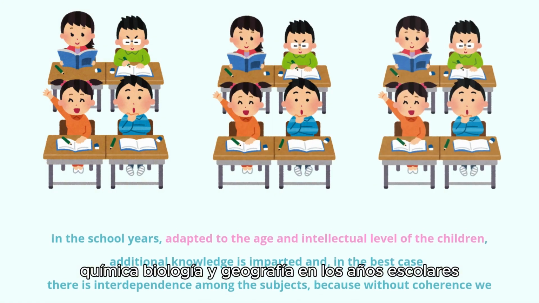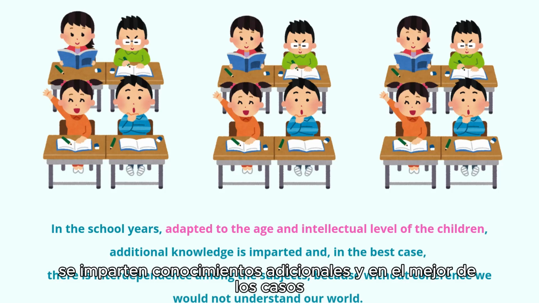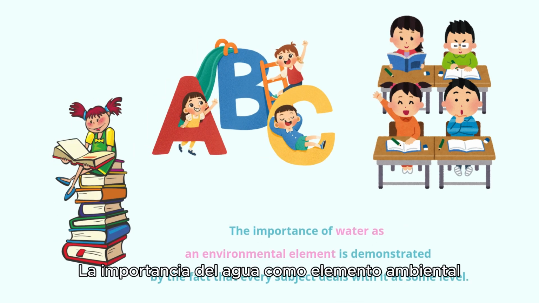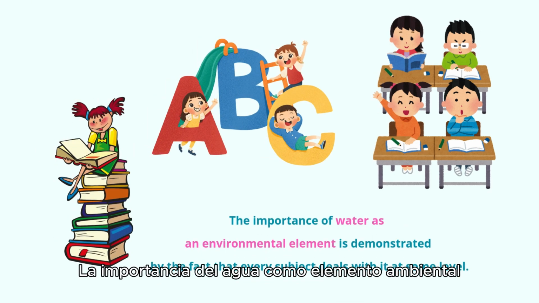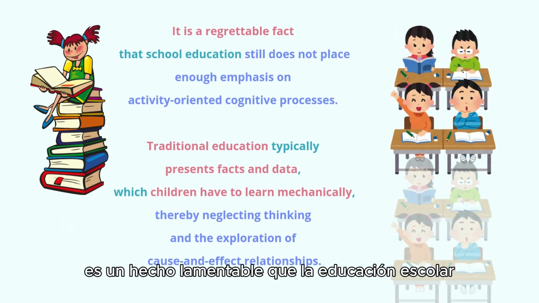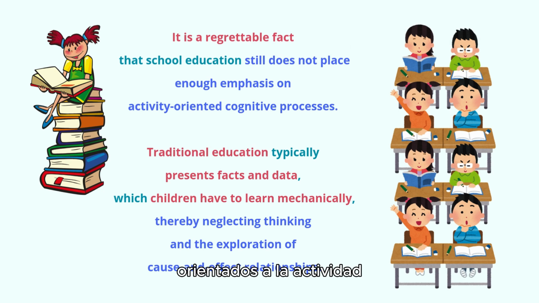In the school years, adapted to the age and intellectual level of the children, additional knowledge is imparted, and, in the best case, there is interdependence among the subjects, because without coherence we would not understand our world. The importance of water as an environmental element is demonstrated by the fact that every subject deals with it at some level. It is a regrettable fact that school education still does not place enough emphasis on activity-oriented cognitive processes.